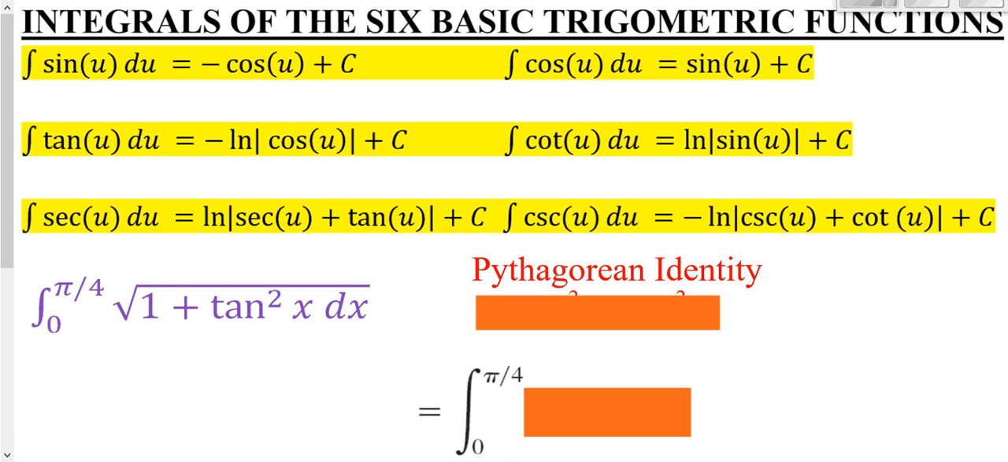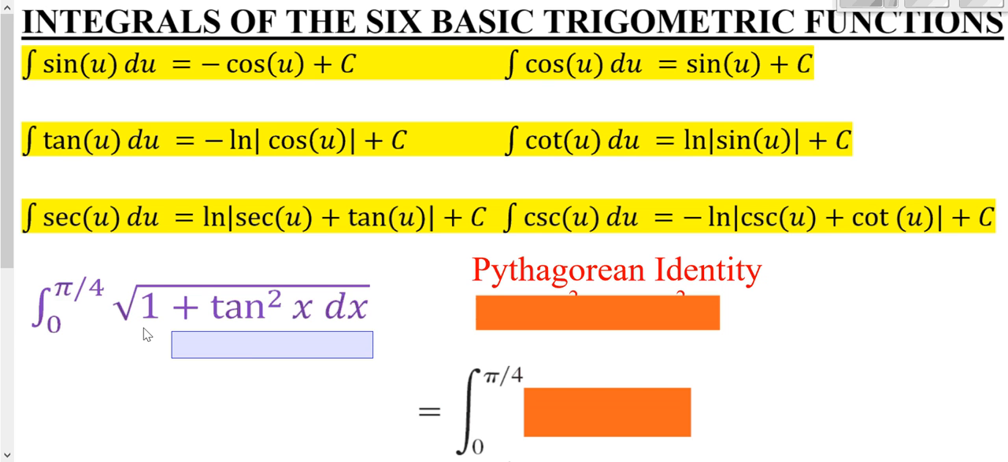Now, here we have the integrals of our 6 basic trig functions. The top two, this top row, you're pretty familiar with. You've dealt with that before. The bottom 2 rows you have not seen. You should remember that when we did the derivative of this a lesson or 2 ago, we ended up getting this. But basically, these are the rules that allow you to integrate tangent, cotangent, secant, and cosecant.